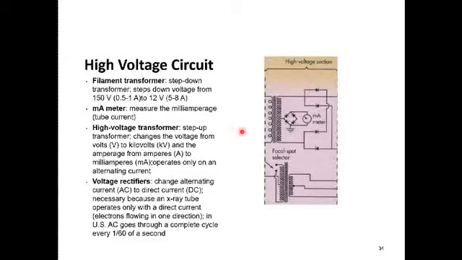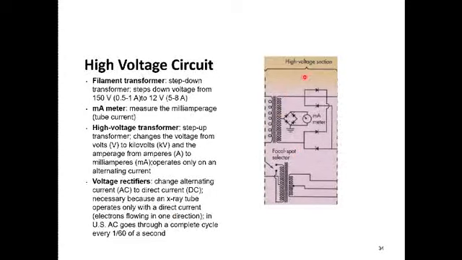Then you've got your high voltage transformer, which is up here. It's stepping it up, meaning you have fewer windings on your primary side and more windings on your secondary side. So it's changing the voltage from volts to kilovolts. So here's where the magic happens. You've got volts on this side and it goes to kilovolts on the second side. And the amperage also goes from amps to milliamps. Okay, so this is where your volts go to kilovolts and your amps go to milliamps.